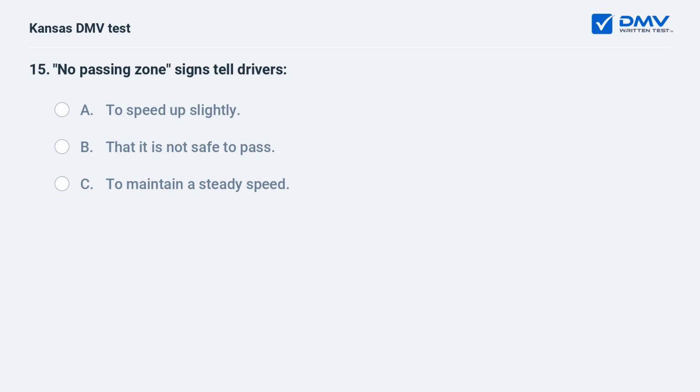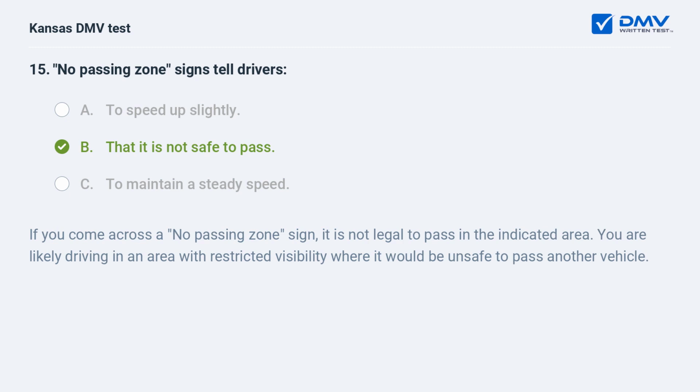No passing zone signs tell drivers: A. To speed up slightly. B. That it is not safe to pass. C. To maintain a steady speed. D. That it is not safe to pass. If you come across a no passing zone sign, it is not legal to pass in the indicated area. You are likely driving in an area with restricted visibility where it would be unsafe to pass another vehicle.